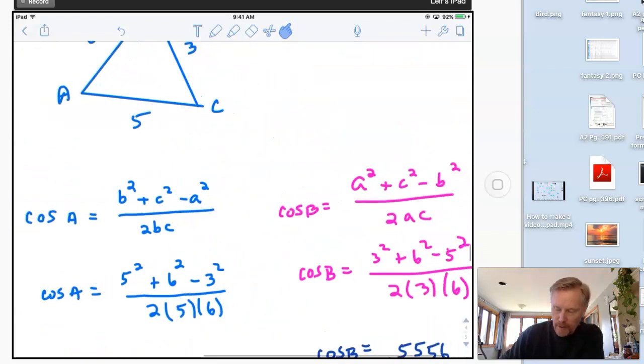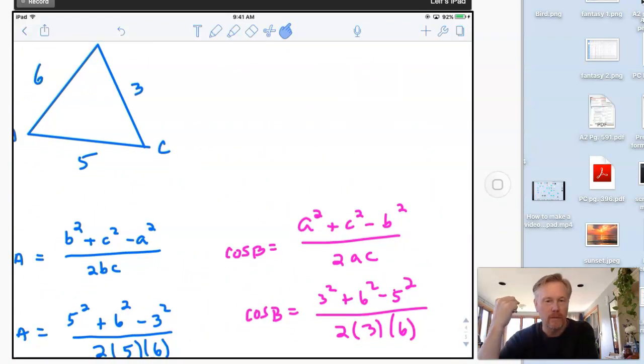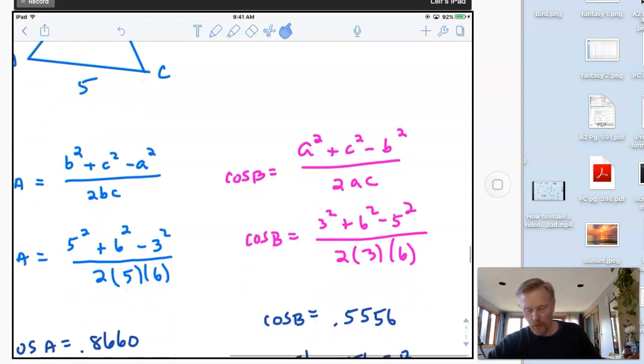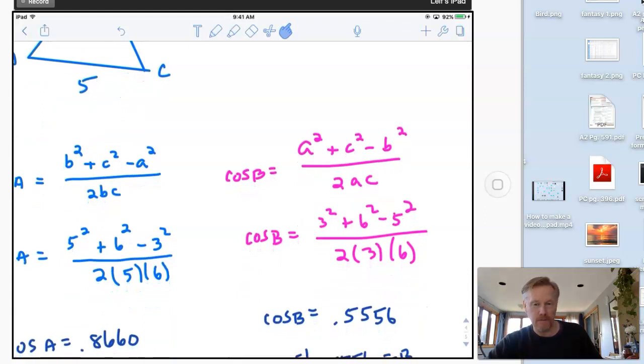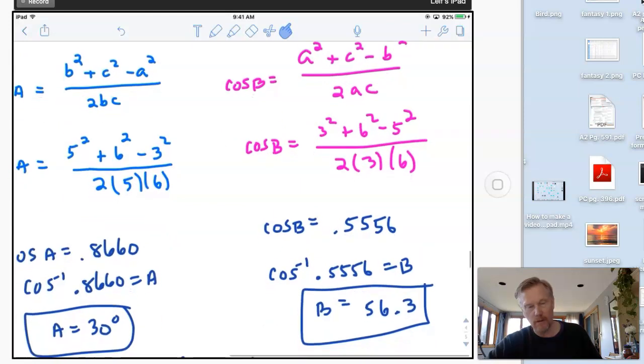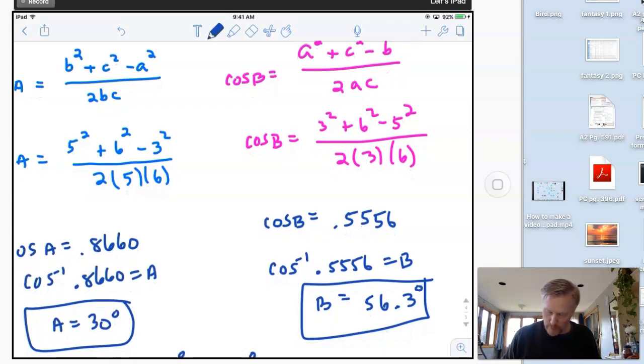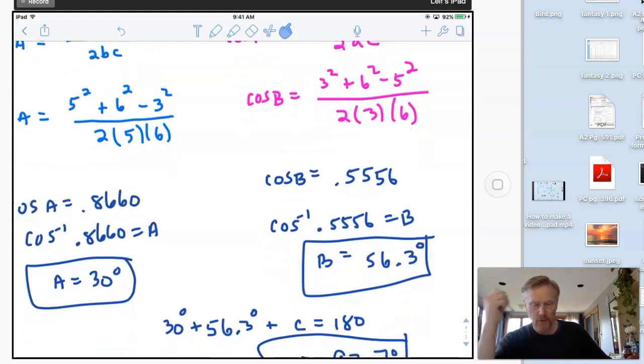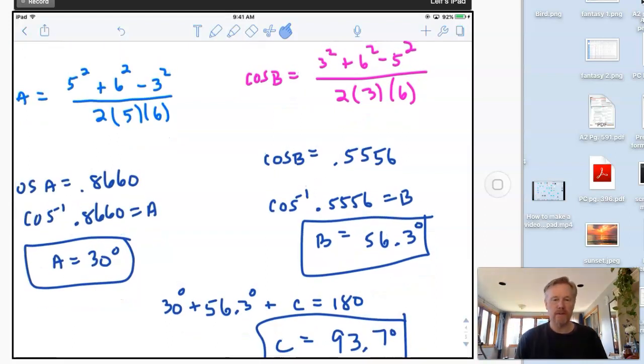I'm going to go for angle B, all right? So I take the cosine of B formula, which is A squared plus C squared minus B squared over 2AC. And I plug in the same values, 3, 6, and 5, and I get 0.5556, right, when I divide it out, which means I can do the inverse cosine of 0.5556, which will give me 56.3 degrees. And now I have two angles of a triangle, which means they add up to 180 degrees. So I add the 30 and the 56.3 together, subtract it from 180, and I get angle C is 93.7 degrees. Okay. Now I've solved the triangle.